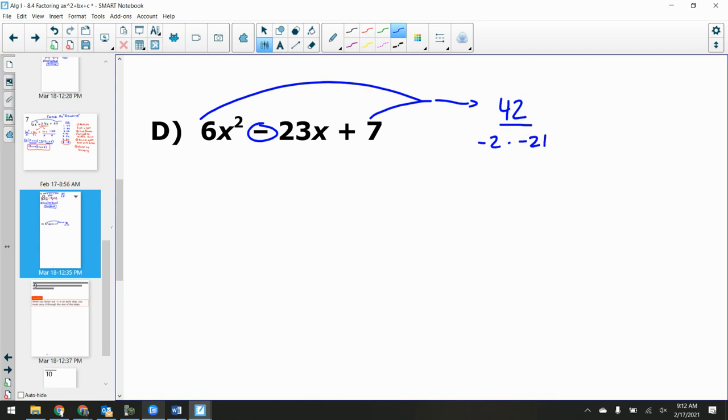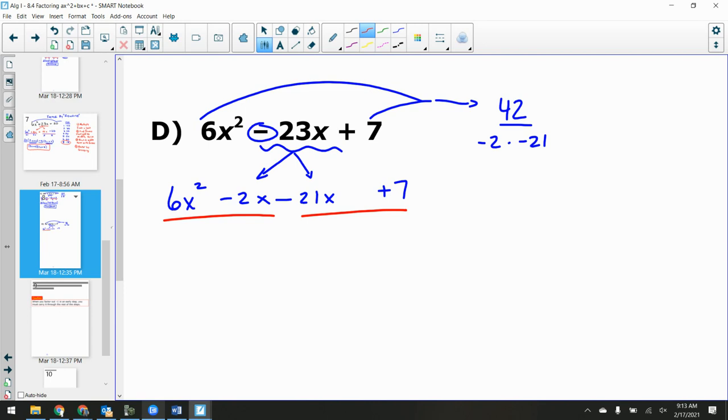Now, I said always put the negative factor first if there's one of each. If they're both negative, then you're kind of stuck. You just got to put them both in. Leave our first term. Leave our last term. The middle term gets broken up into negative 2x minus 21x. And now we factor by grouping. Underline the first two, underline the last two.